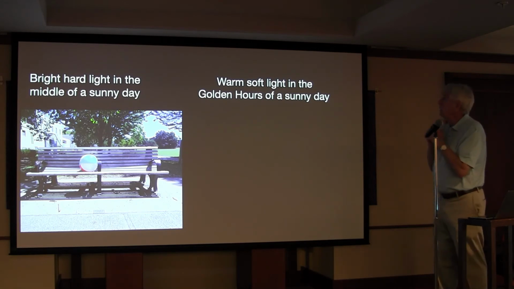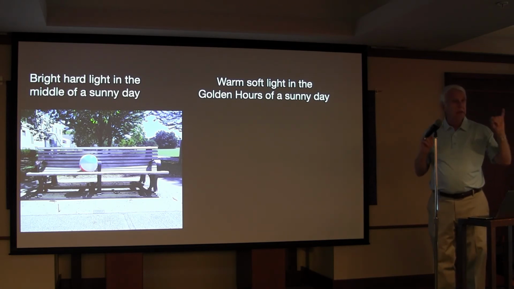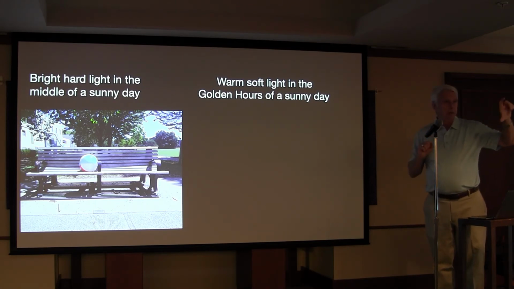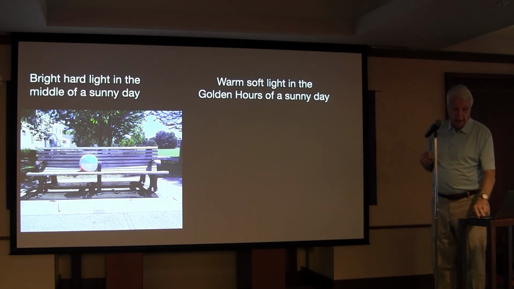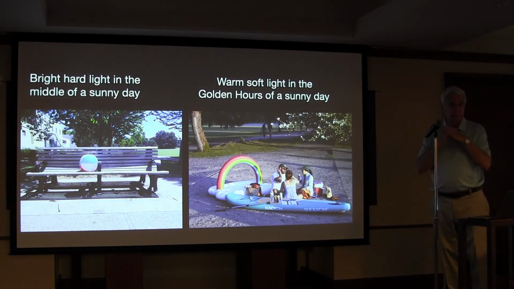Now, come back at night, in the evening. Warm, soft light in the golden hours of the sunny day. So it's still brilliantly sunny. The golden hour is the hour before sunset or after sunset. Same thing in the morning, sunrise, okay? And what you end up with is soft light like that.